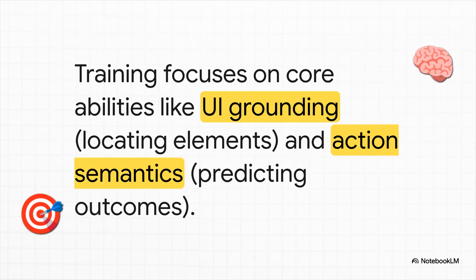All right, the second big idea is that they trained it for all sorts of skills, building this really strong foundation. So they didn't just teach it to follow a long list of steps. Nope, they got specific. They trained it on core abilities, like UI grounding, which is just a fancy way of saying it can find the exact button or link you mean, and action semantics, which means it actually understands what's supposed to happen after it clicks on something. Super important.